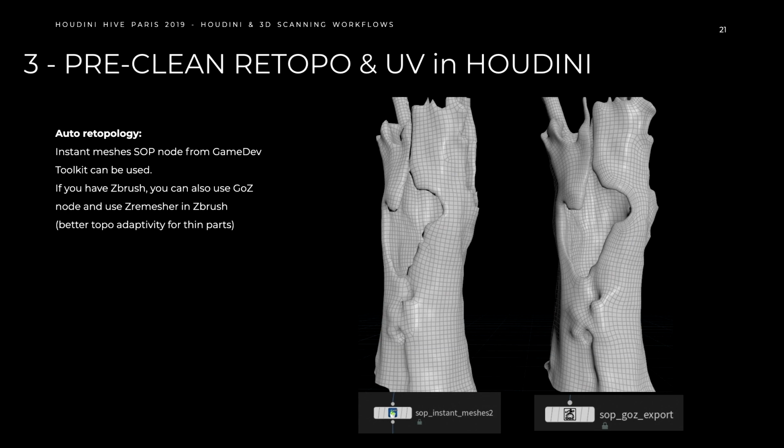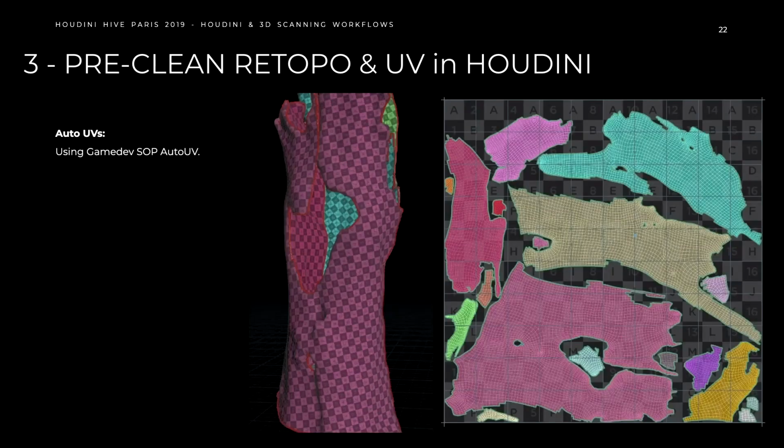Then the next step is the UV unwrap. And for that, you can use the new SOP Auto UV from the game development toolkit. In Houdini 17.5, it has some really cool improvements, and the UV layout you can see is fully automatic inside of Houdini. No manual input on this one, and honestly, it worked super well.